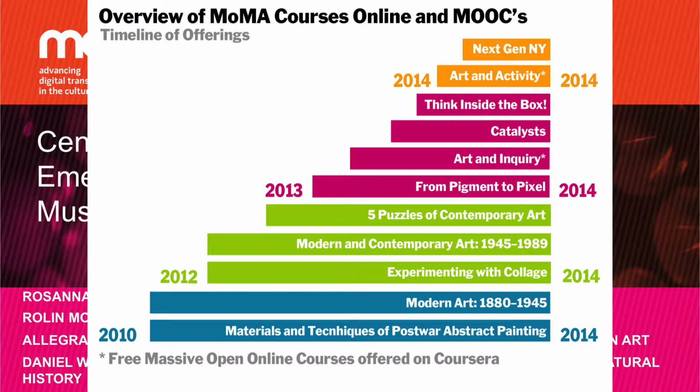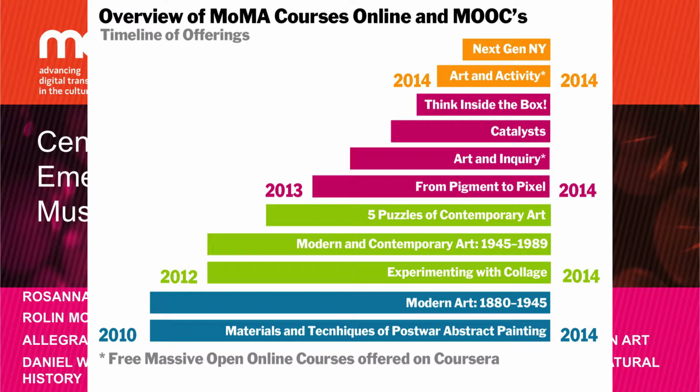We started back in 2010, and when we were piloting this program, the idea was to turn on-site courses into online learning courses and see if the interest was there and how we could translate this information to more people internationally and nationally to access our content. So we started with a studio course, materials and techniques of post-war abstract painting, and also a traditional modern art course, both of which had been very successfully taught on site.